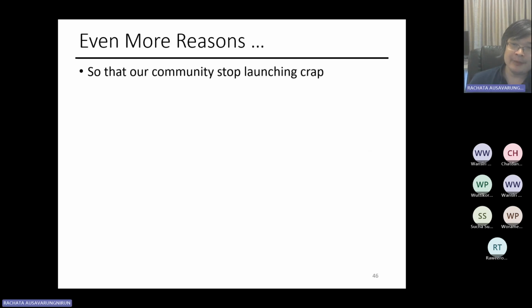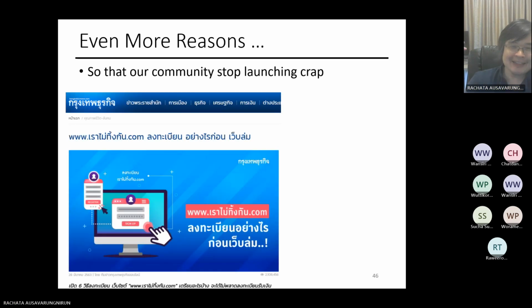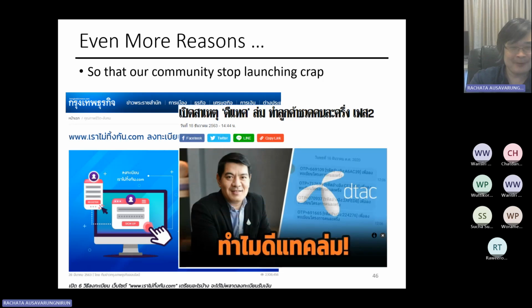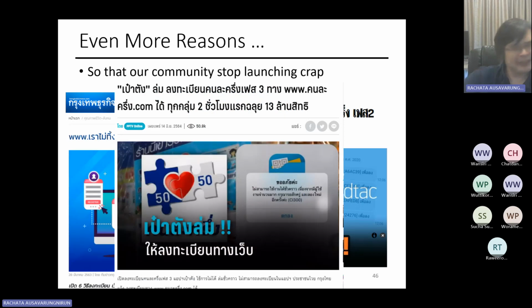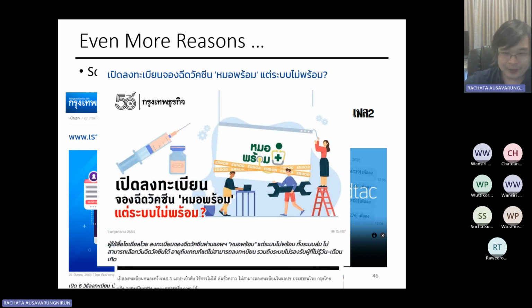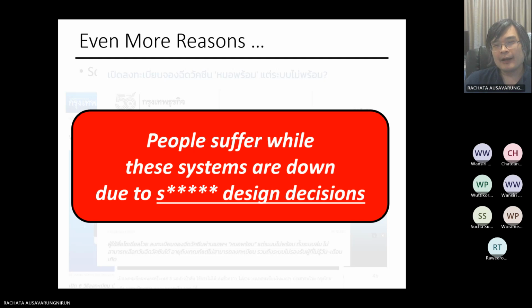Even more reason is so that we stop launching crap like this example, or this example, right? You've seen a lot of this, where some guy wants to launch an app and says, hey, we didn't test the scalability, and it crashed, right? Like 2,000 transactions per second. Is that good? Well, no. So that people stop suffering from systems going down due to some bad design decision, right?